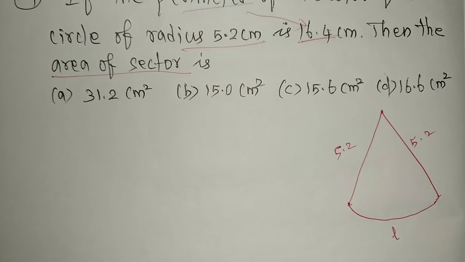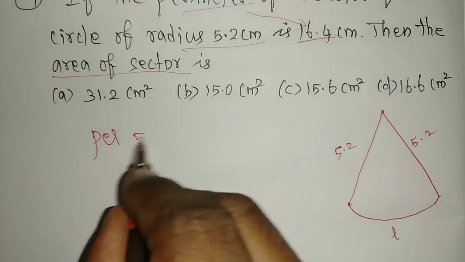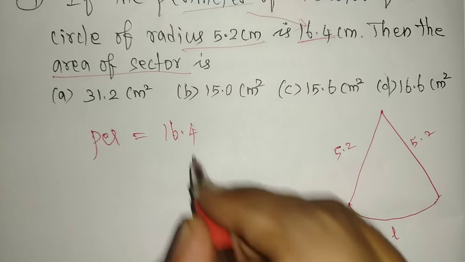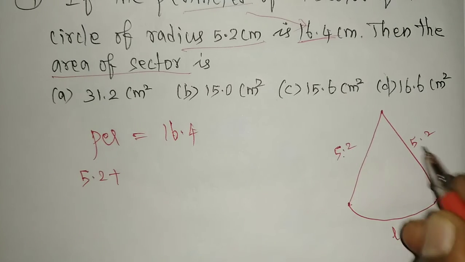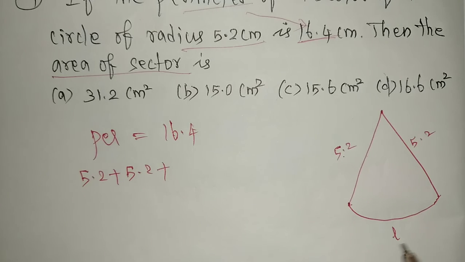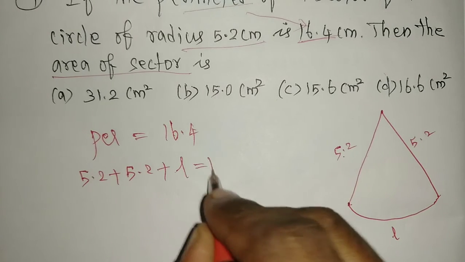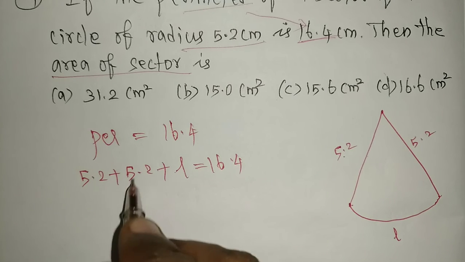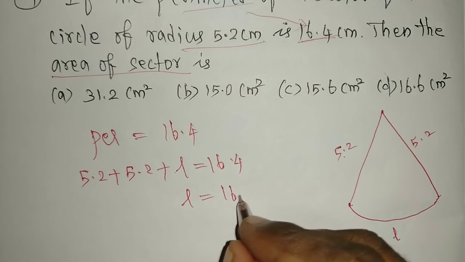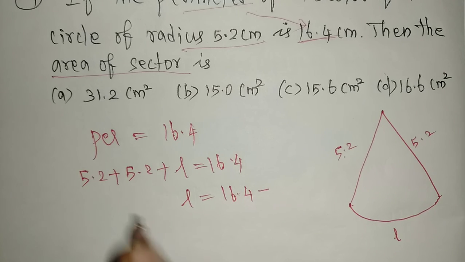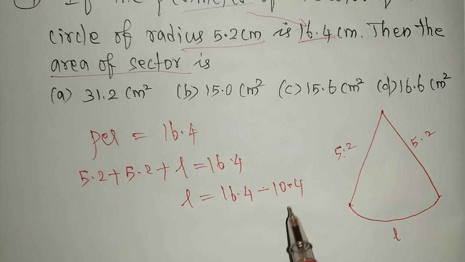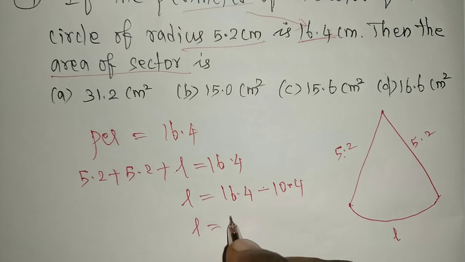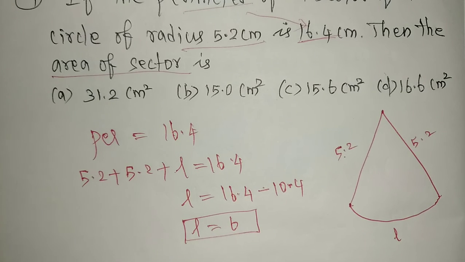Okay, right. Now the perimeter is equal to, they have given, 16.4. Perimeter means, as I told you, for this sector we need to add all three parts. So 5.2 plus this 5.2, plus this length of the arc which I have taken as L, is equal to 16.4. Add this together, send it to the opposite side. Now 16.4 minus 10.4, because after adding you get a plus value, which goes to the opposite as minus. So L is equal to, I am getting, 6. So I am getting the length as 6.